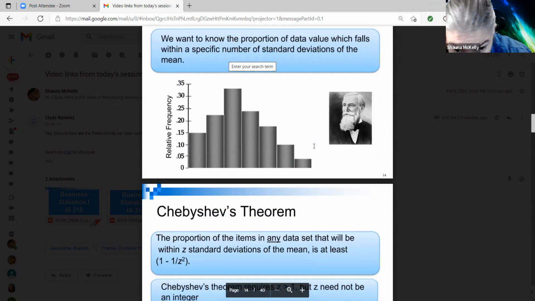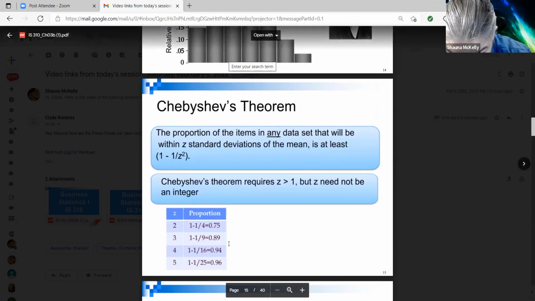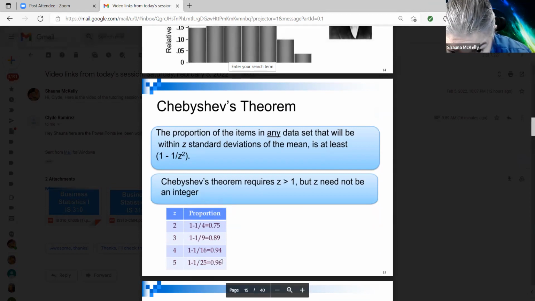All right, then we left off here with Chebyshev's theorem. What I was telling you about this is it's related to the empirical rule, in that the empirical rule describes normal bell-shaped distributions. Chebyshev's theorem is more conservative, and you can use it to describe any distribution of any shape. This is kind of what's nice: she pre-computed some of the proportions down here. This is important. This is slide 15.